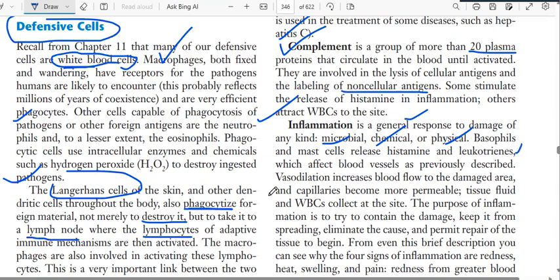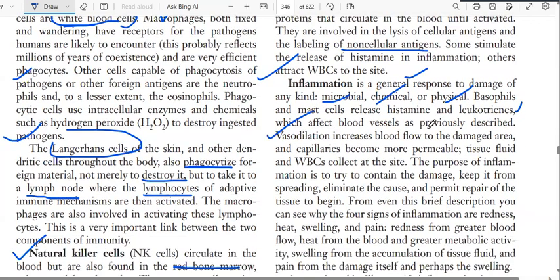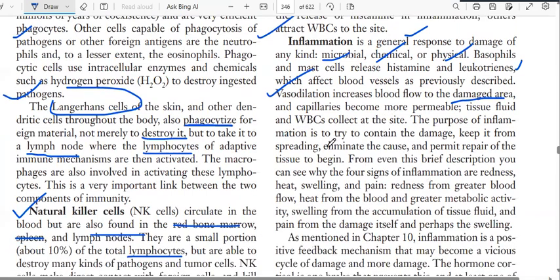Basophils and mast cells release histamine and leukotrienes. I told you that basophils and mast cells affect blood vessels, as previously discussed. They cause vasodilation. Vasodilation increases blood flow to the damaged area and capillaries become more permeable. Tissue fluid and WBC arrive at the site. The purpose of inflammation is to try to contain the damage, keep it from spreading, eliminate the cause, and permit repair of the tissue to begin.